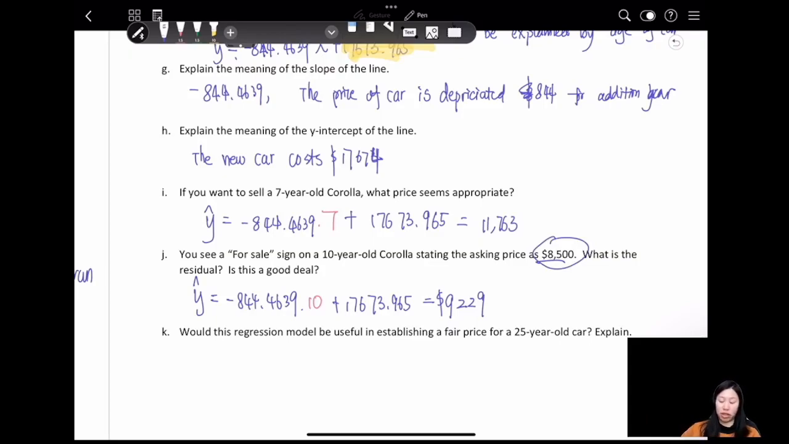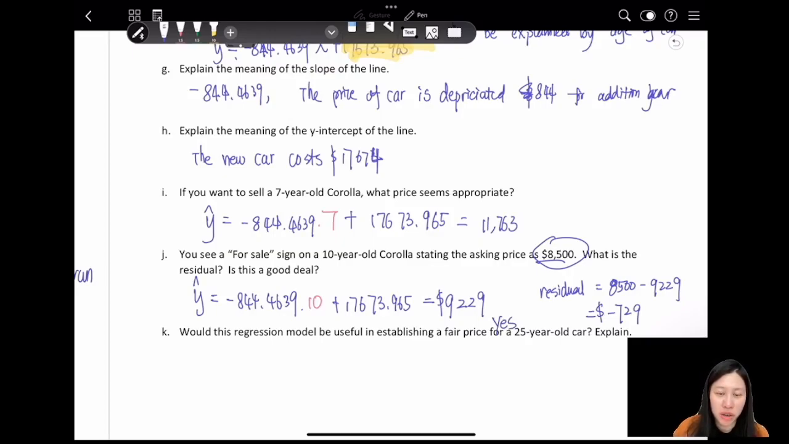So yes, this is a good deal because our residual is the observed price subtract the predicted price, which is equal to negative 729 US dollars. So yes, it's a good deal because it's cheaper than the predicted one.